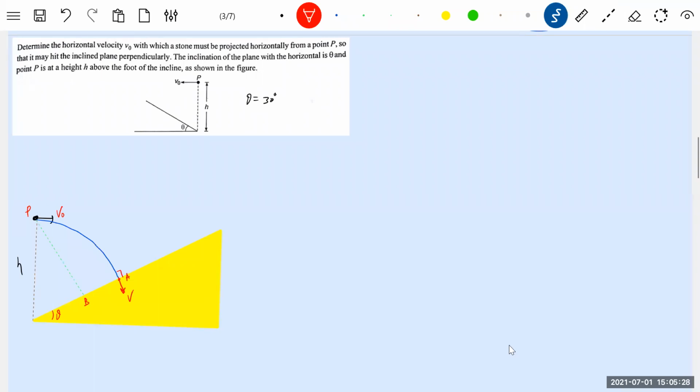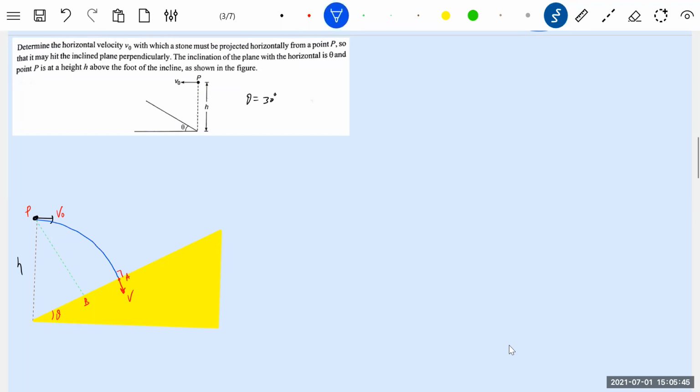Okay, this is going to help us a lot. Now, how to solve this? It strikes normally. I think that is enough to solve this problem. So I'm going to resolve the initial velocity along the incline, parallel to the incline. Let me resolve the acceleration due to gravity also.